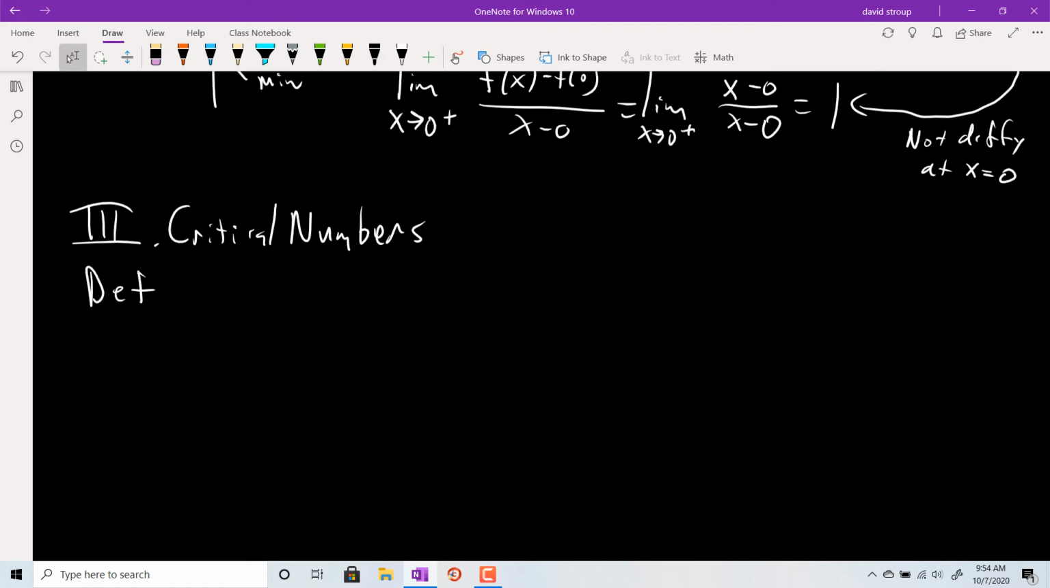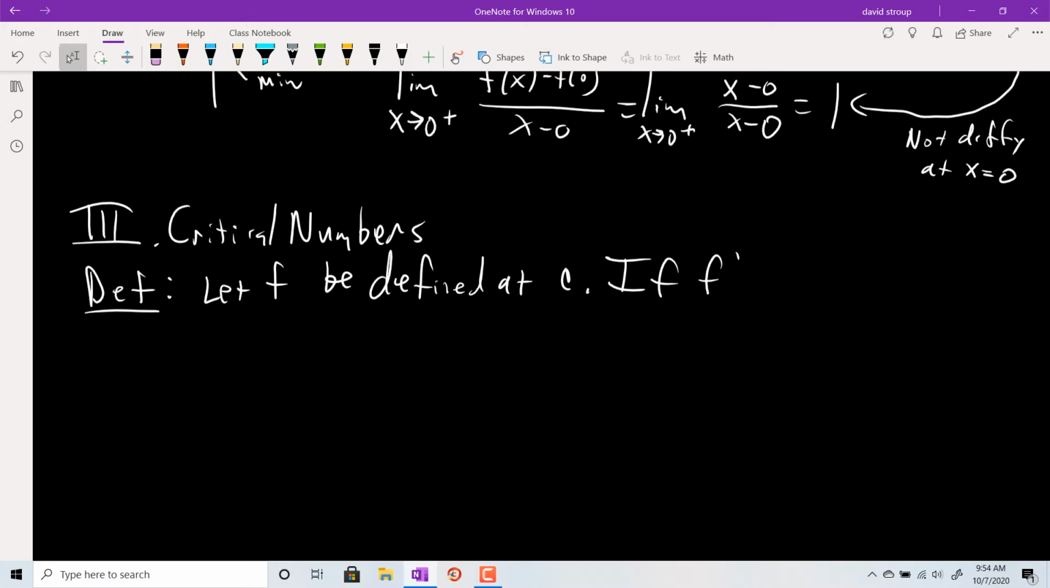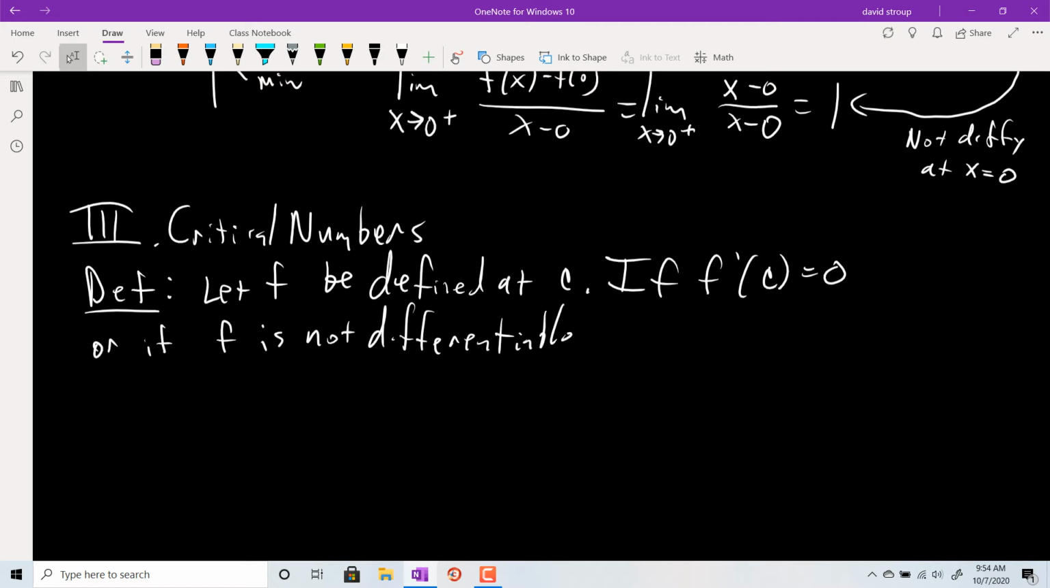And let's define it. So let f be defined at c. If f prime of c is equal to 0, or if f is not differentiable at c, then we're going to say that's a critical number. Then c is a critical number.